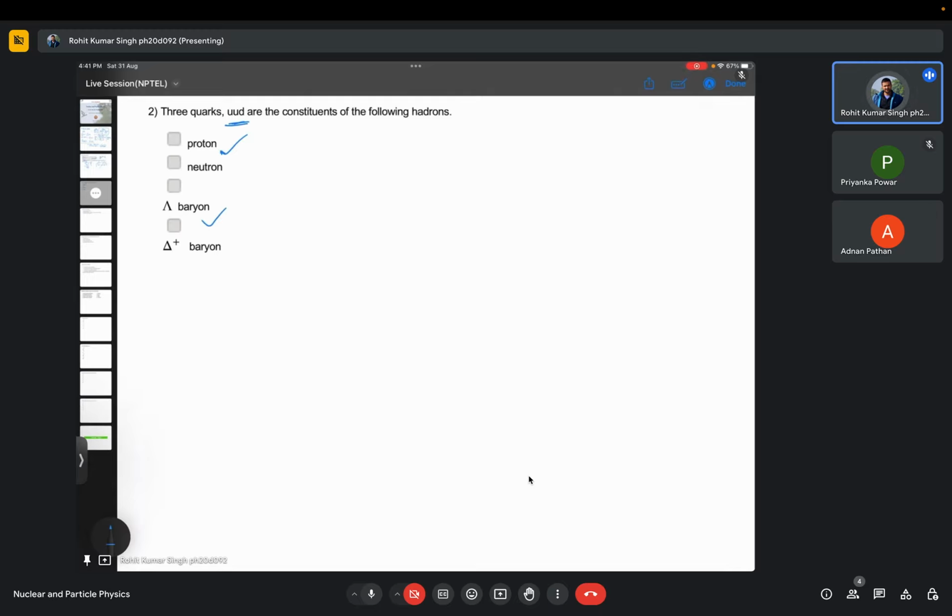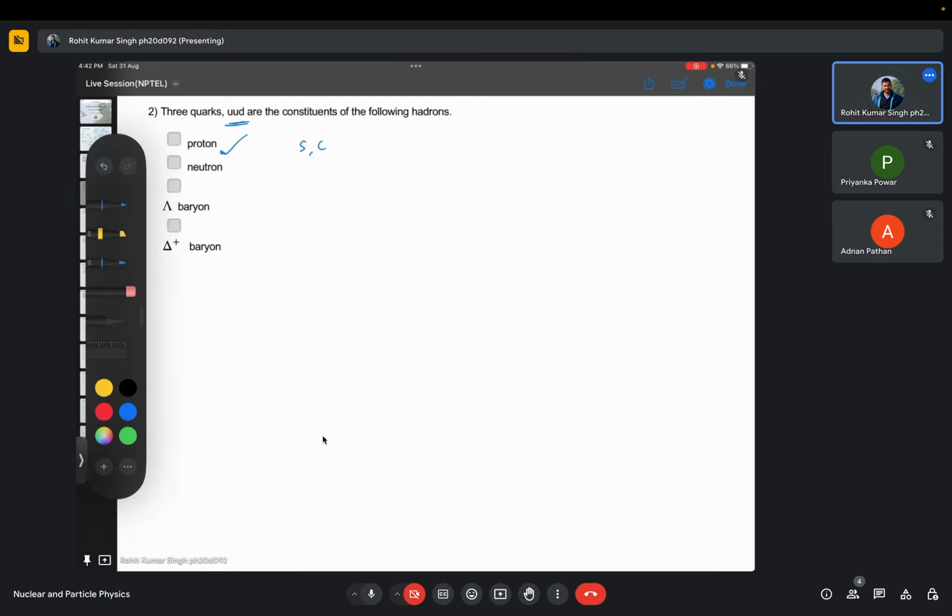One thing to notice is that these are heavier baryons. Proton and neutron are light baryons because they are made up of light quarks. Whenever you go from proton and neutron to higher order resonances, heavier particles, you will have either a strange quark or a charm quark as a quark constituent. So just keep that in mind. So sorry, these are not right.